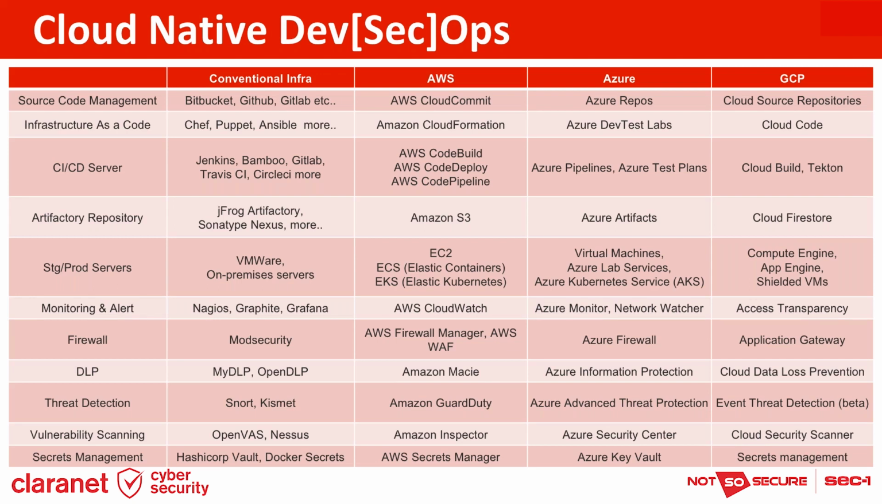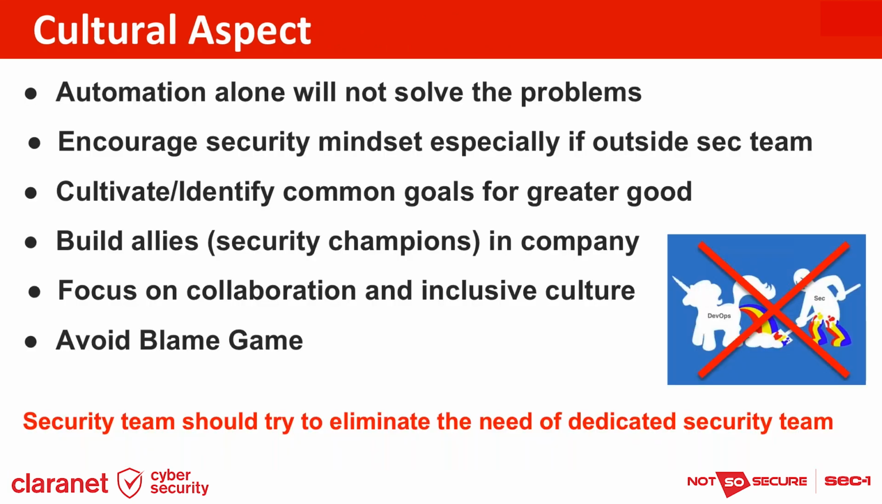So what changed for each of the three major service providers, AWS, Azure, and GCP? I've compared them with the conventional infra that we used to use, and what is the equivalent infrastructure element that we should be looking at if we are looking at any of these cloud service providers. Now that brings me to the point about cultural aspects. Automation alone is not going to solve the problems. We need to encourage security mindset, especially for people who are not part of security.